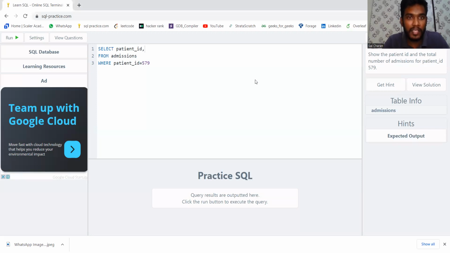So what can we do here? We can count, right? How many times was this patient ID there in the admission list? So we can use count of star. You may wonder that count of star means the total number of rows you'll be getting. Here, as we are filtering with patient ID 579, we'll only get the total number of times the patient with ID 579 was admitted. So, as usual, as number of times admitted. Let's run.